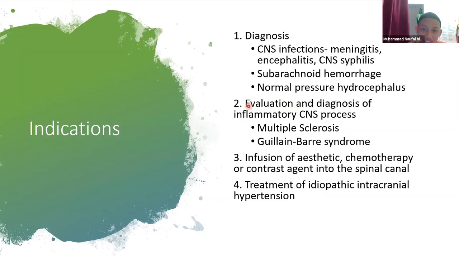For indication of lumbar puncture, first is for diagnosis. Diagnosis of CNS infection like meningitis, encephalitis, and also syphilis. It also can be for diagnosis of subarachnoid hemorrhage and also for normal pressure hydrocephalus. Second, it can be done for evaluation and diagnosis of inflammatory CNS process like multiple sclerosis and also Guillain-Barré syndrome, which is an autoimmune disease, to check for any increase in immunoglobulin. Next, indication is for infusion of anesthetic, chemotherapy or contrast agent into the spinal canal. And lastly, for the treatment of idiopathic intracranial hypertension.